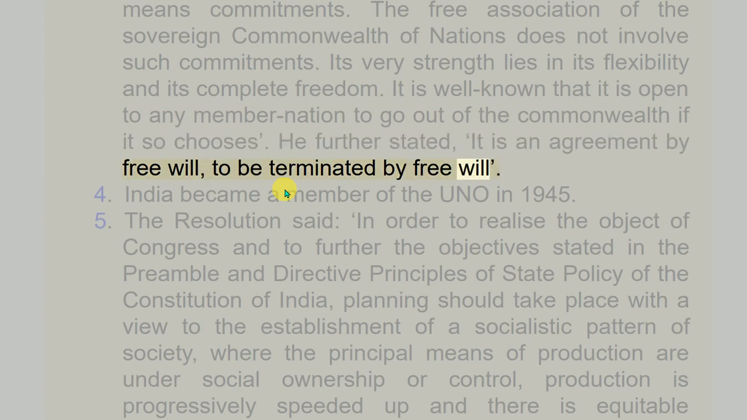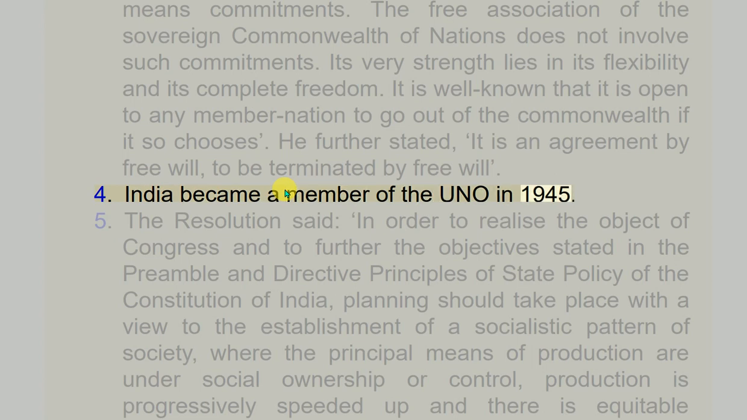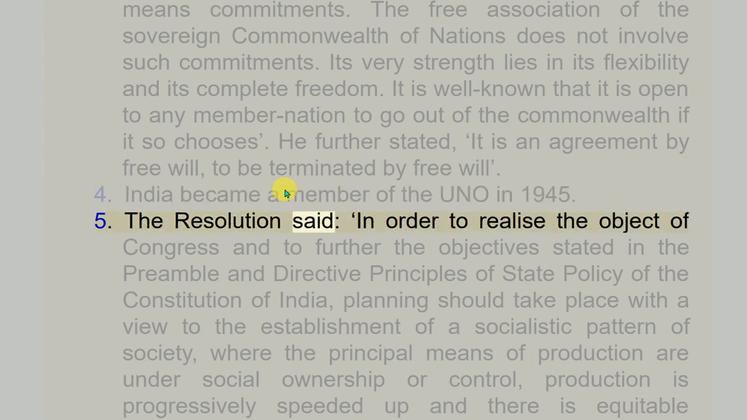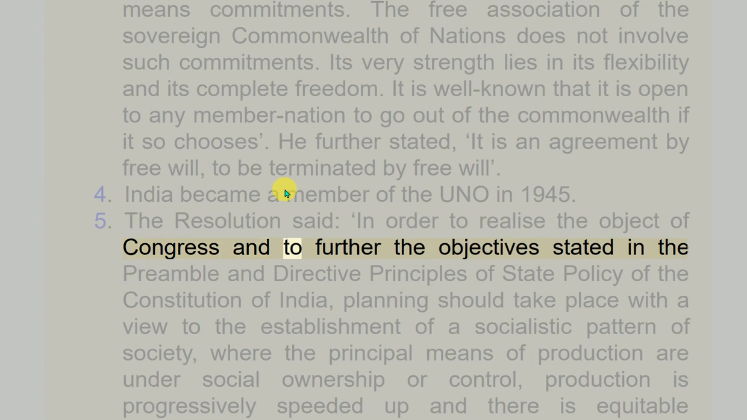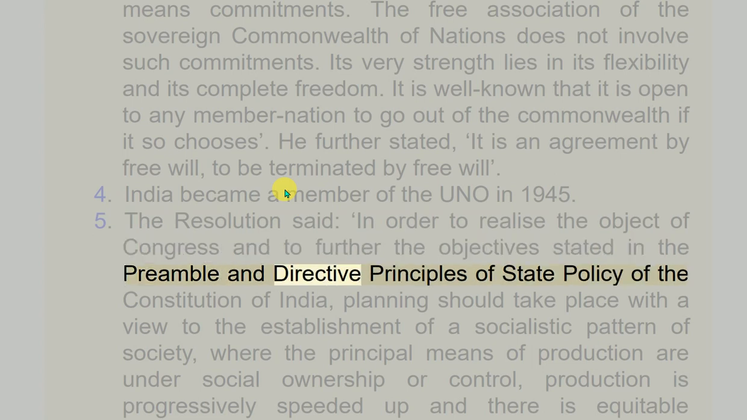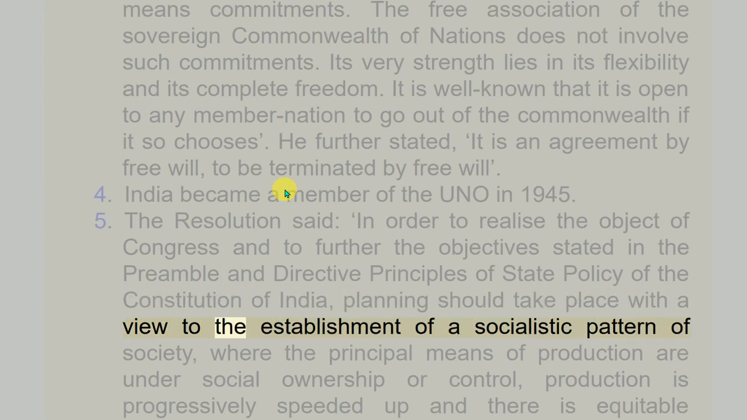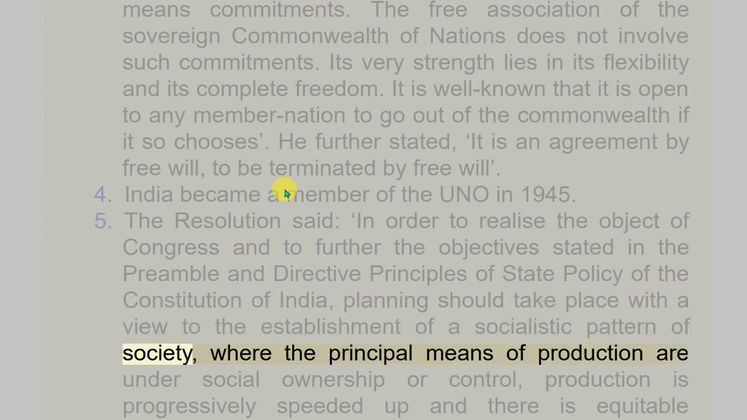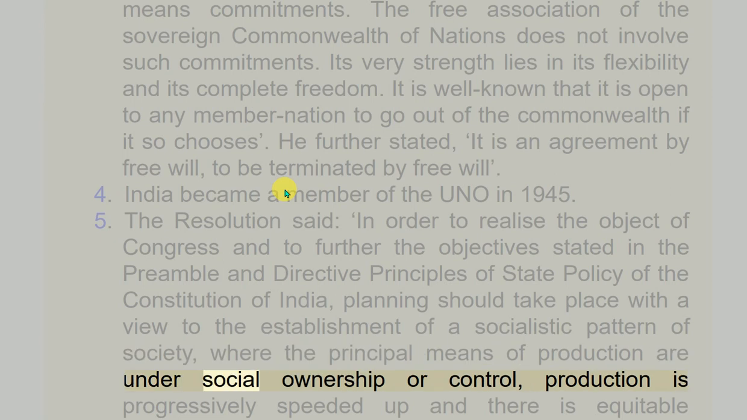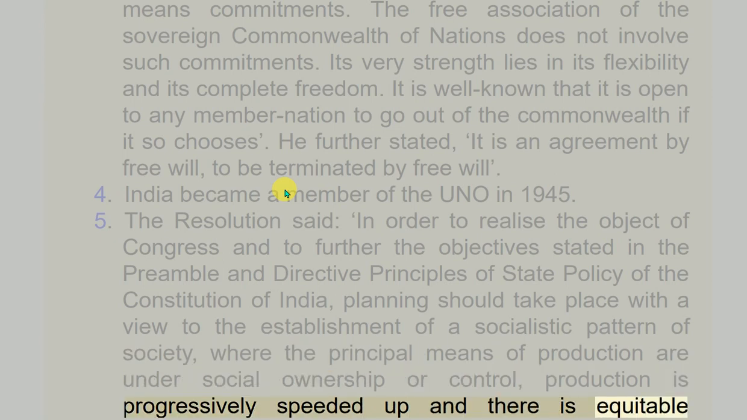4. India became a member of the UNO in 1945. 5. The resolution said, in order to realize the object of Congress and to further the objectives stated in the preamble and directive principles of state policy of the Constitution of India, planning should take place with a view to the establishment of a socialistic pattern of society, where the principal means of production are under social ownership or control, production is progressively speeded up and there is equitable distribution of the national wealth.